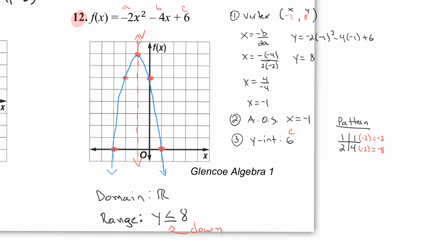If you guys think about it, here's my vertex right there. The parabola is going down, so it's on the bottom of that y value. What is the y value of this vertex? It's 8. So what are the numbers on the bottom? Less. The 7, 6, 5, 4, 3, 2, 1, and it keeps going to negative infinity. So you guys have the range at y is less than or equal to 8.